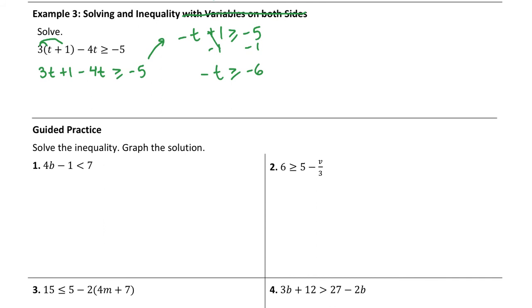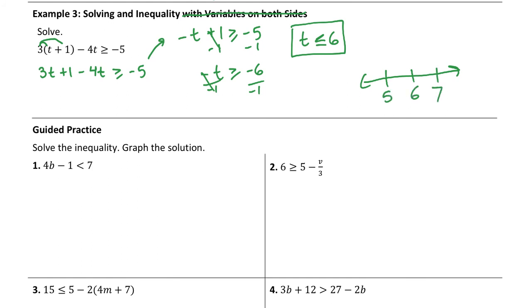And you think of -t as -1t. So I would either multiply or divide both sides by -1 to finish solving. So my solution in the end is t is less than or equal to +6. So that's how I represent my solution. Graphically, 5, 6, and 7 on my number line. Closed circle at 6, and I would shade to the left.